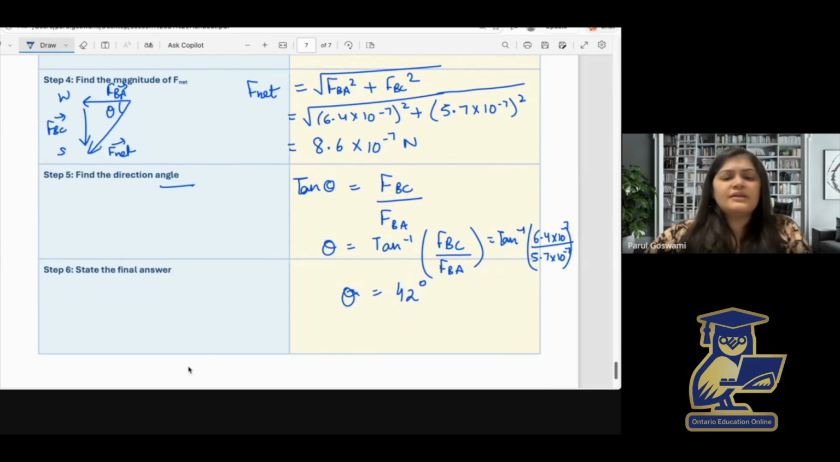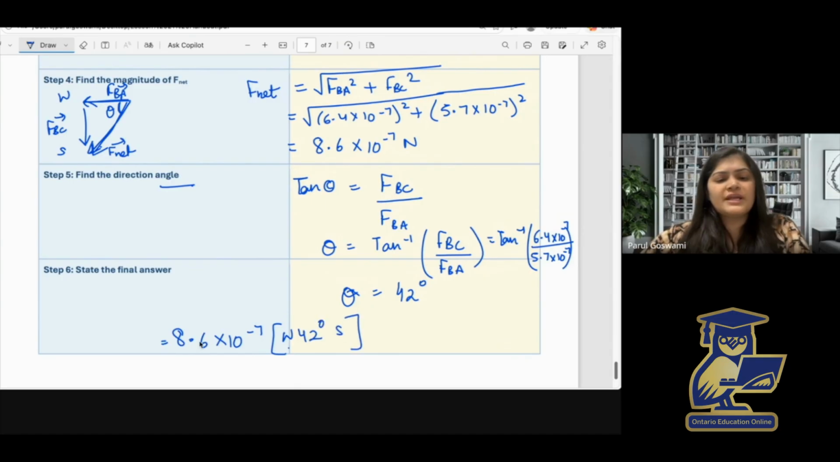Now we can write the final answer, which is 8.6 times 10 raised to the power negative 7. For direction, initially we can say the object was at west, but then it has been rotated by angle theta, and that angle theta is 42 degrees. It has been rotated to south. So I can write initially at west 42 degrees, then move towards south. We got 8.6 times 10 raised to the power negative 7 newtons, west 42 degrees south, as our net force. So that is F net with the magnitude and with the direction.